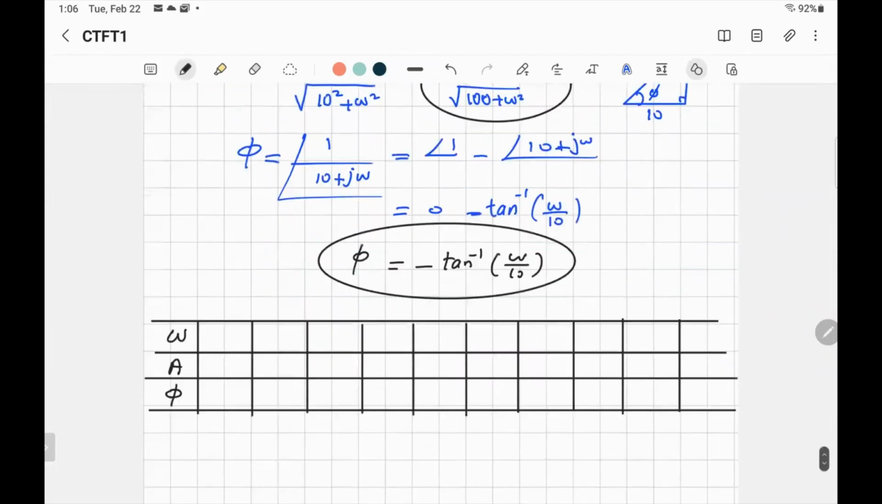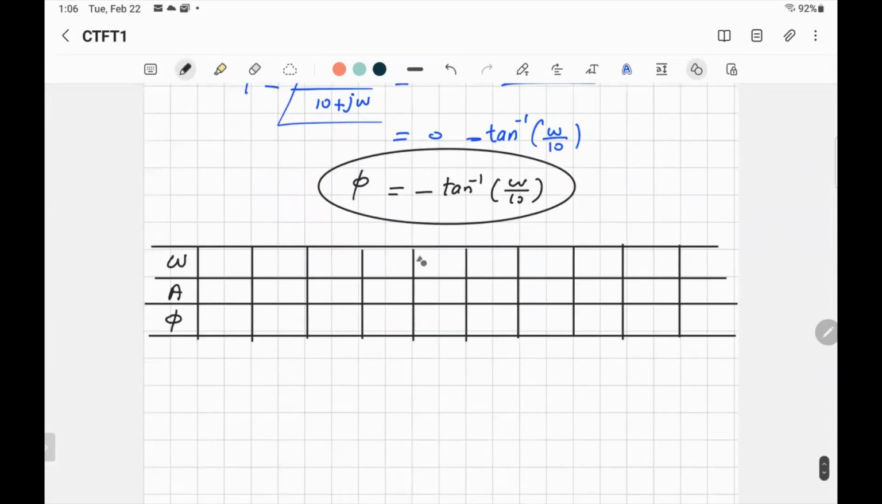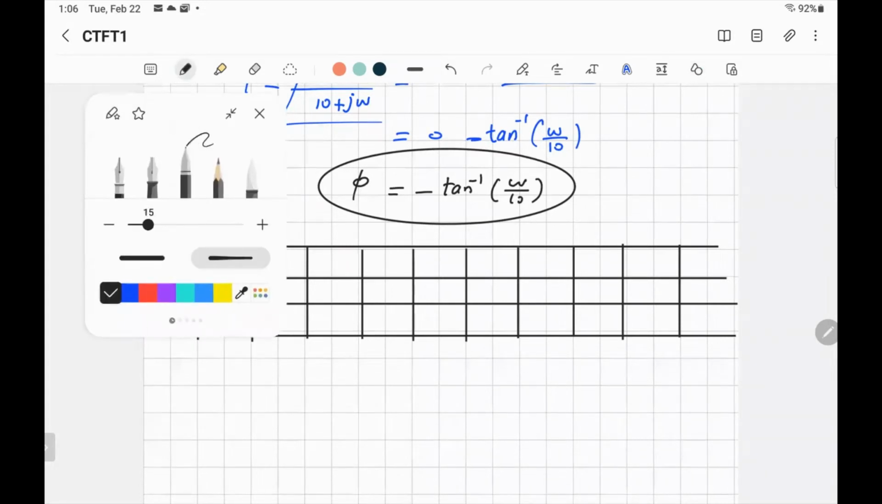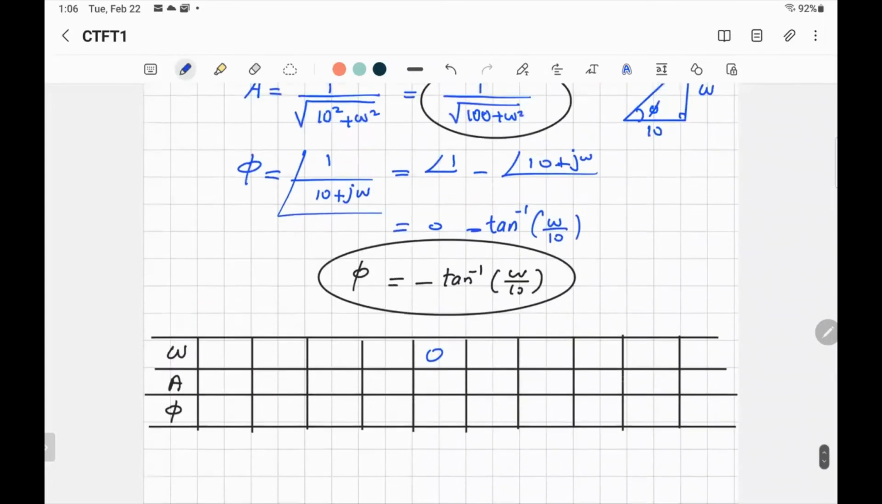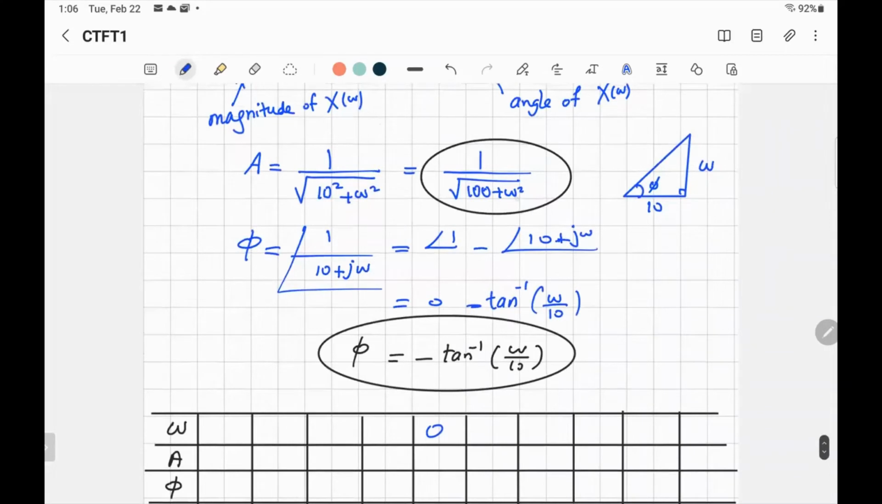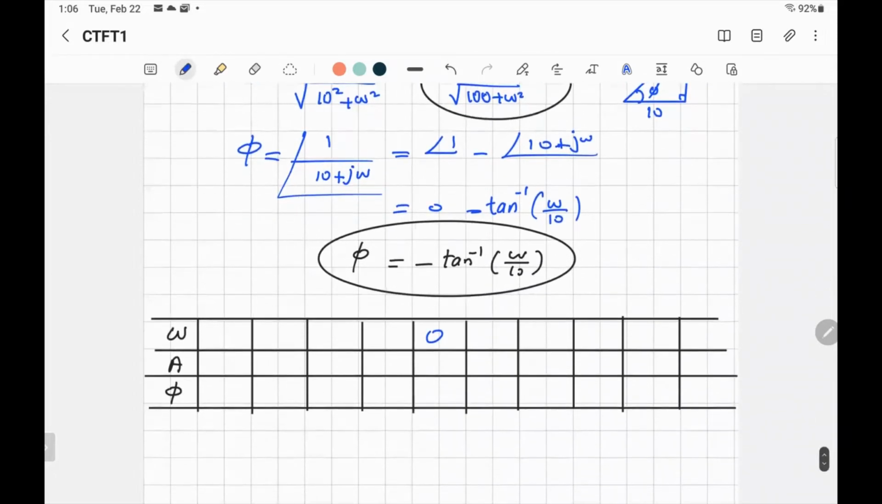So if you go on the axis, 1, 2, 3, 4, 5, let's put 0 in the middle here. Let's just find the value when omega equals 0. When you put omega equal to 0 in this expression, you will have 1 over the square root of 100, which is 1 over 10, so it will be 0.1, right? So you have 0.1.